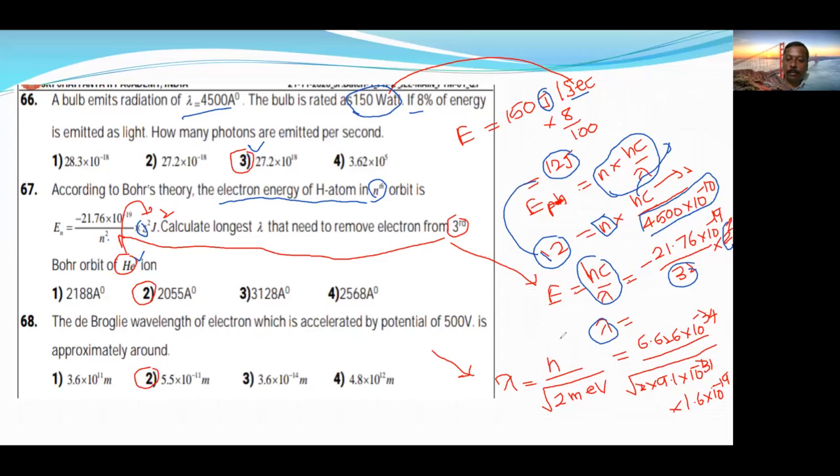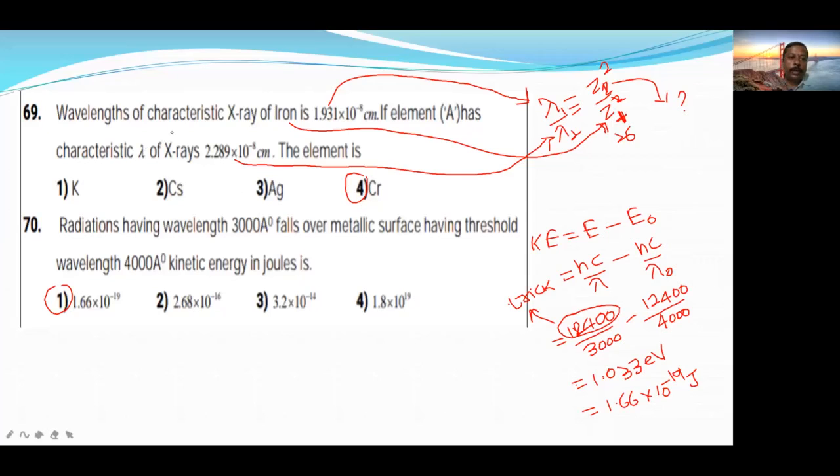Now this is a shortcut given already, but most of the students neglected it at that time, and now they will start feeling bad. So here 500 volts, that means V is equal to 500. Electron charge is 1.6 into 10 to the power of minus 19. Mass of electron is 9.1 into 10 to the power of minus 31. h is 6.626 into 10 to the power of minus 34. If I substitute, I will get the second option.